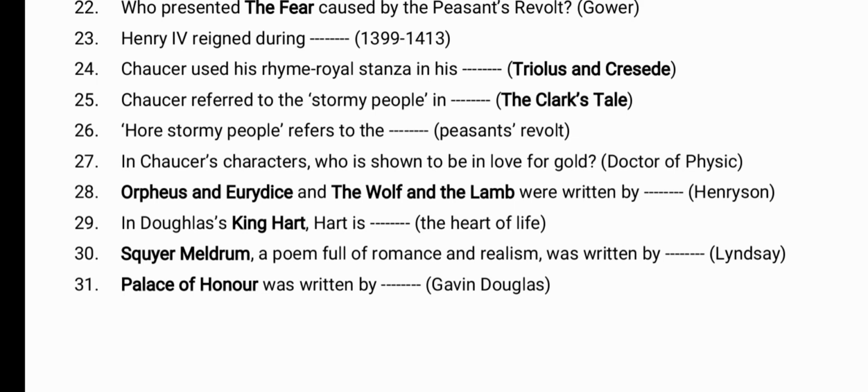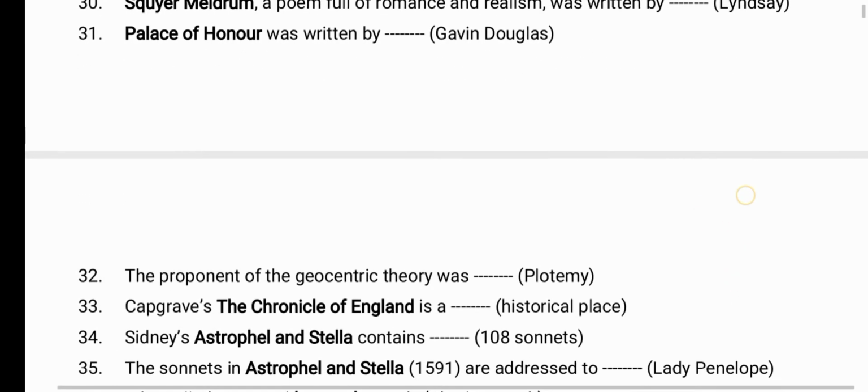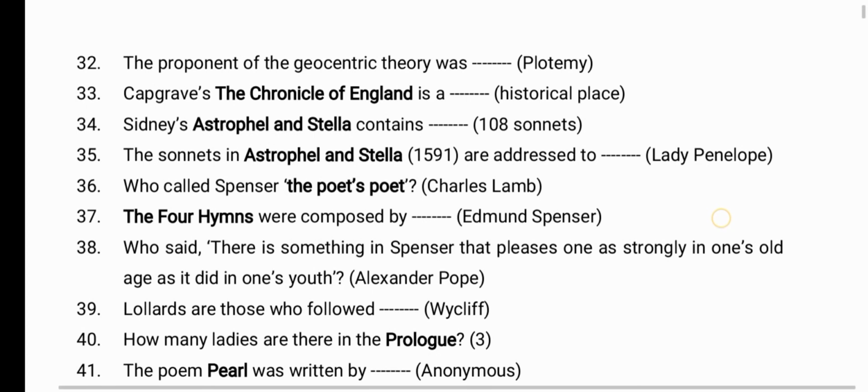Orpheus and Eurydice and the Wolf and the Lamb were written by Henryson. In Douglas, the King Heart is the heart of life. Squire Meldrum, a poem full of romance and realism, was written by Lindsay. Palace of Honour was written by Gavin Douglas. The proponent of the geocentric theory was Ptolemy.